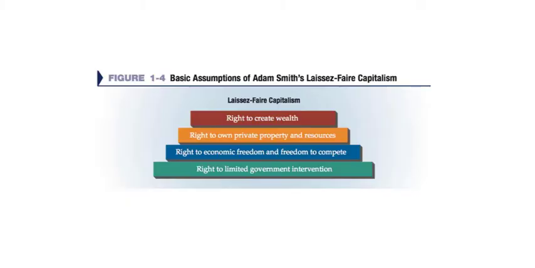Adam Smith's capitalism is based on four fundamental issues, as seen in Figure 1.4. First, the creation of wealth is properly the concern of private individuals, not the government. Second, private individuals must own the resources used to create wealth, and the owners of resources should be free to determine how these resources are used. Third, Smith contended that economic freedom ensures the existence of competitive markets that allow both sellers and buyers to enter and exit as they please.